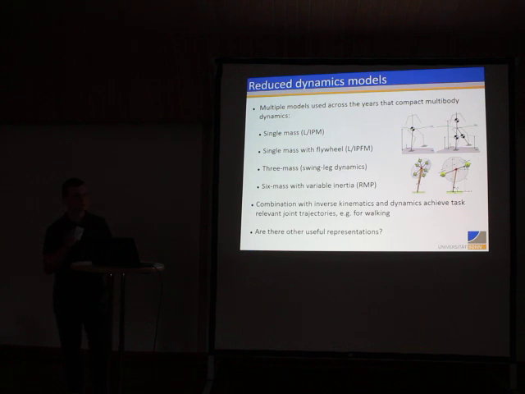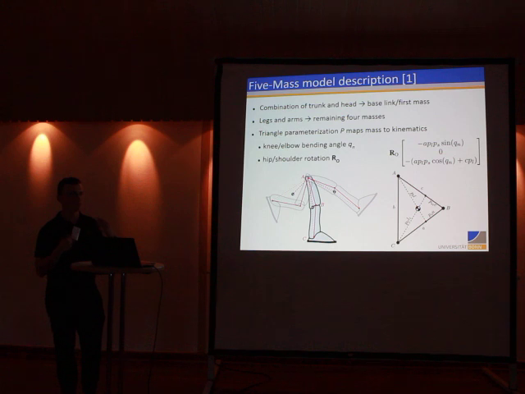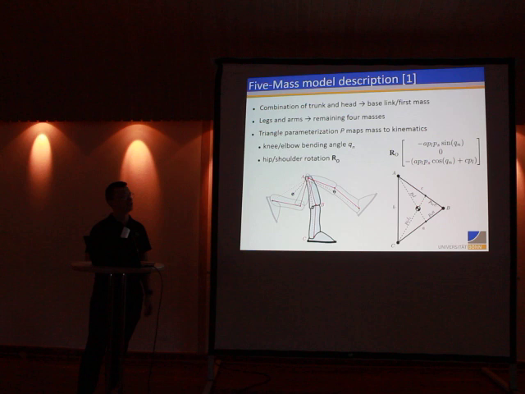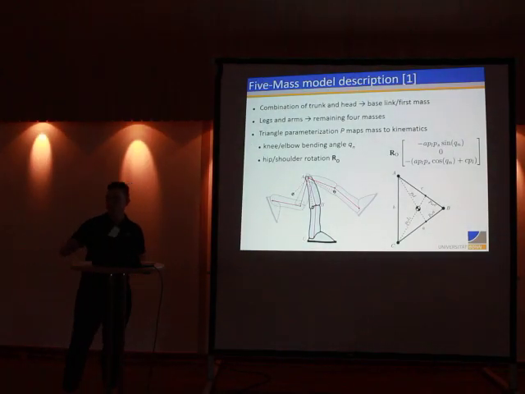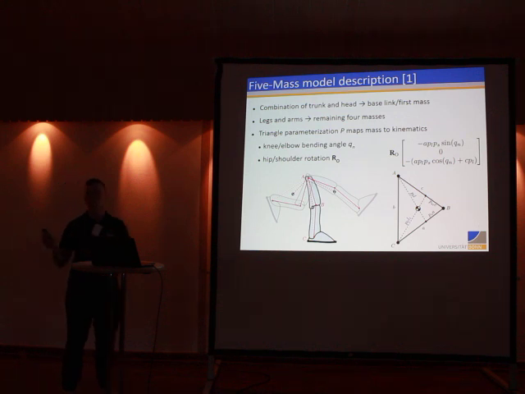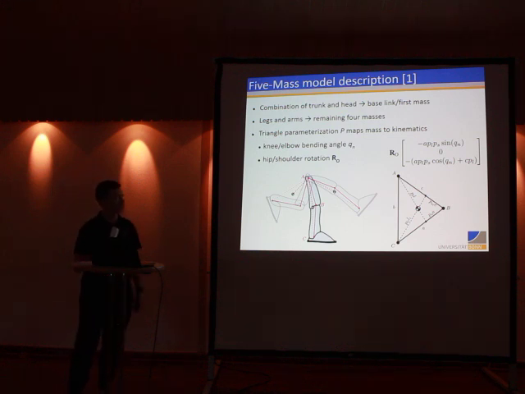And the question I ask myself for this research is, are there other useful representations? And I've come up with this 5-mass model where the head and the trunk are combined in a single mass, the base link, and each limb has its own mass, which follows a triangle parameterization. If you look at our limbs, they are always triangles that move on a plane, and the center of mass is always somewhere in between. And you can parameterize to get joint angles and vice versa from the mass placement.